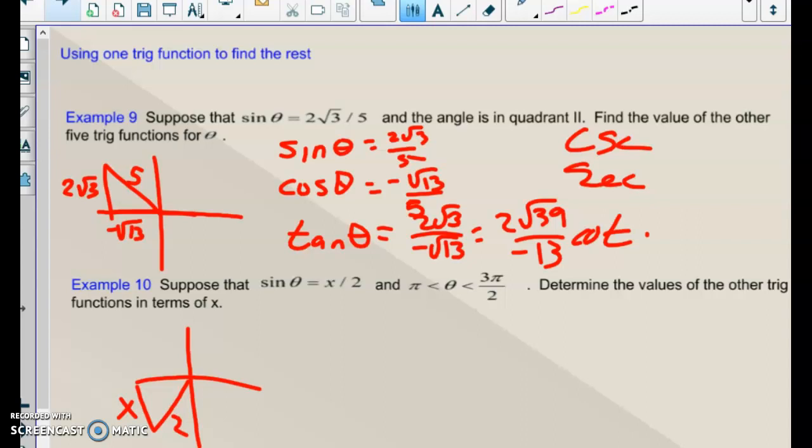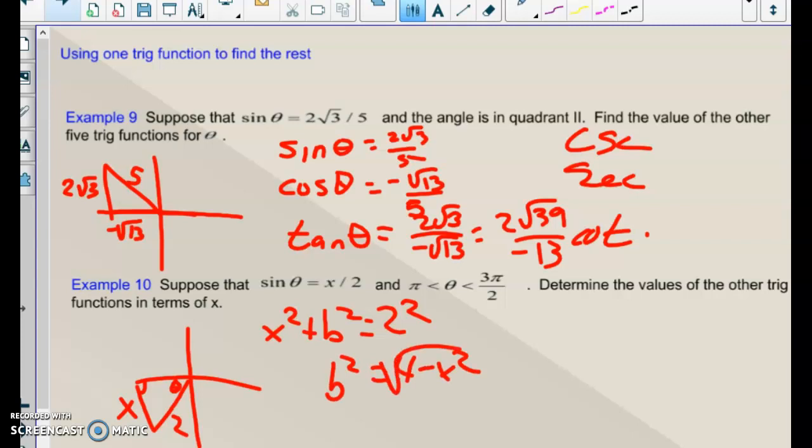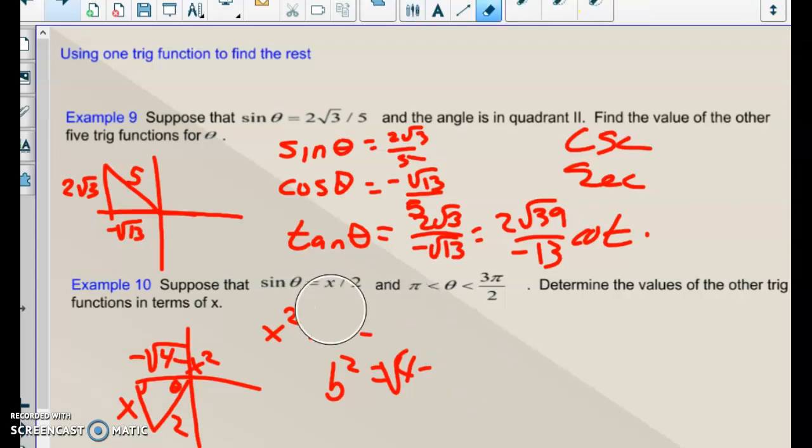So I'm going to have, right here is our theta, and here's a right angle. So I'm going to say x squared plus b squared equals 2 squared. I get b squared equals 4 minus x squared, square root. And I know that it's a negative value because we're going to the left again, so negative square root of 4 minus x squared.